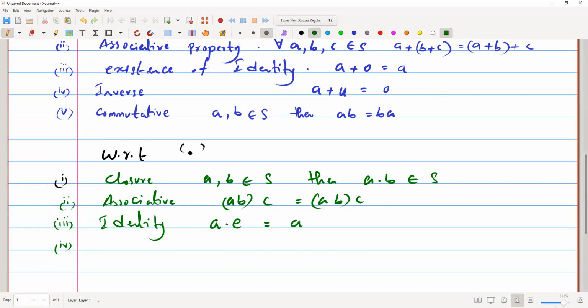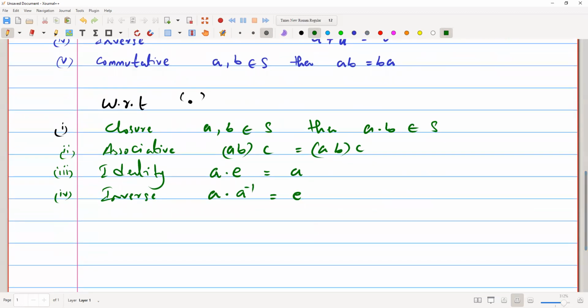Then we have the inverse, existence of the inverse. We can call A times, say, V equals the identity. Or we can also write it in this manner, A times A inverse, right? So this is identity with respect to multiplication, and then commutativity.